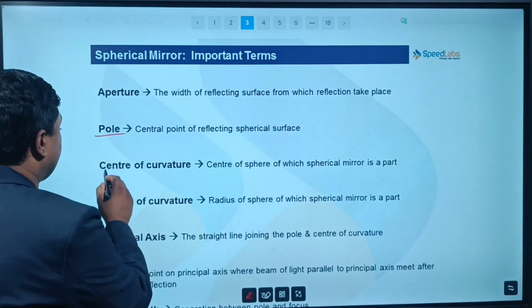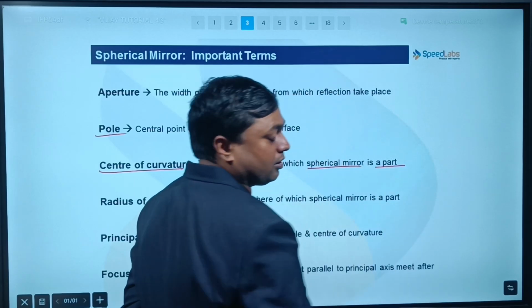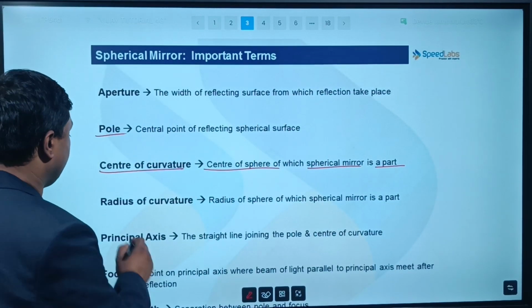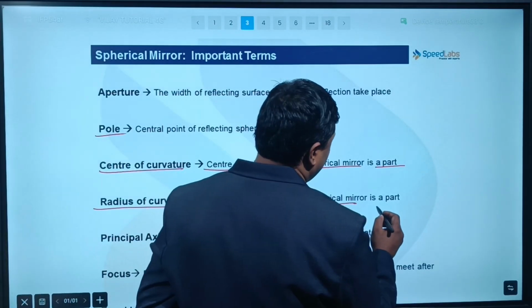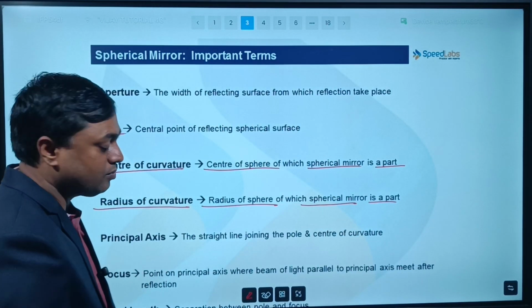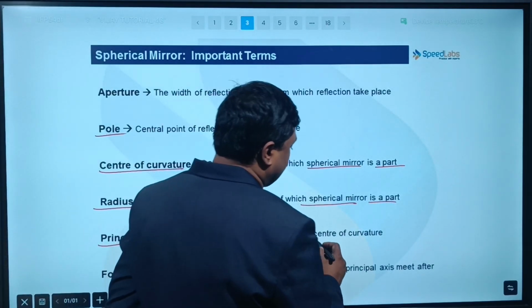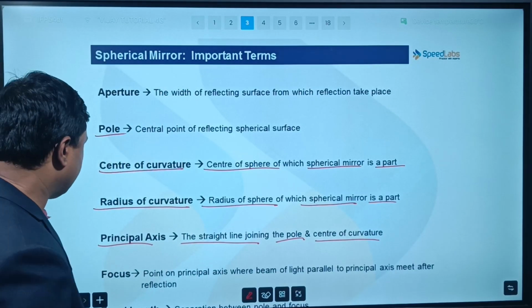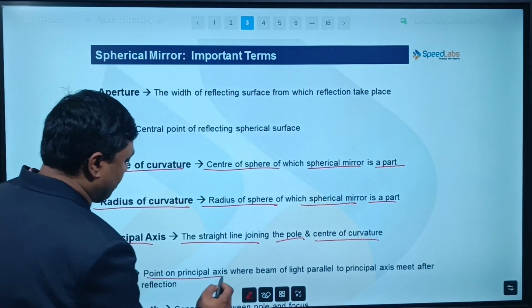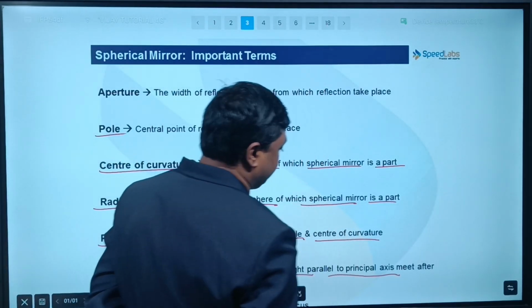Yes or no? Now, center of curvature: the center of a sphere of which a spherical mirror is a part is called the center of curvature. Radius of curvature: it is the radius of a sphere of which a spherical mirror is a part. Principal axis: the straight line joining the pole and the center of curvature is called the principal axis.